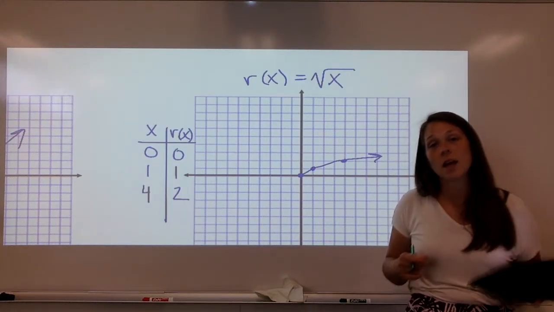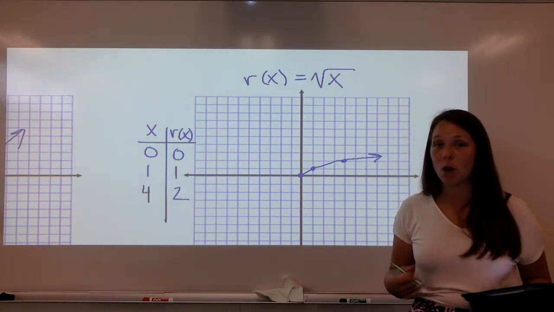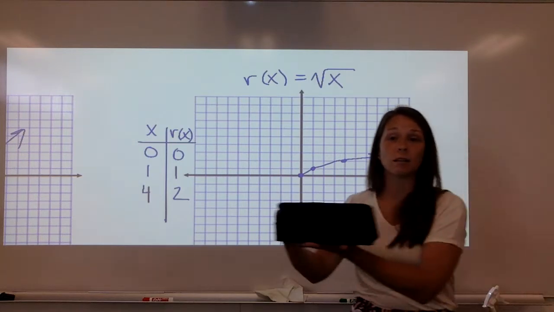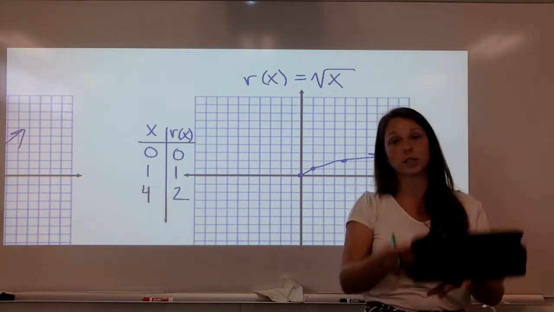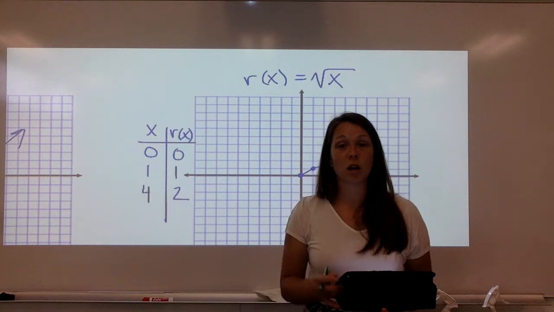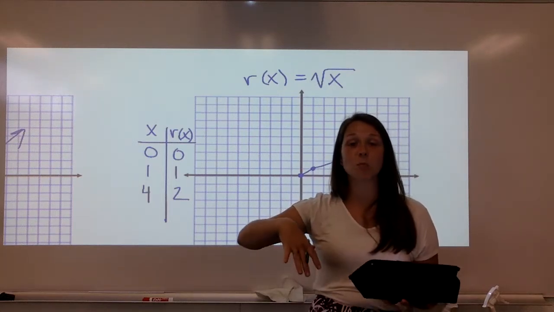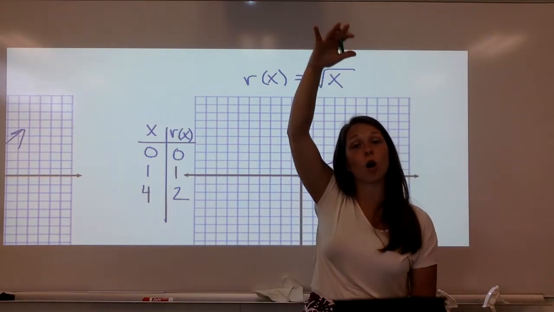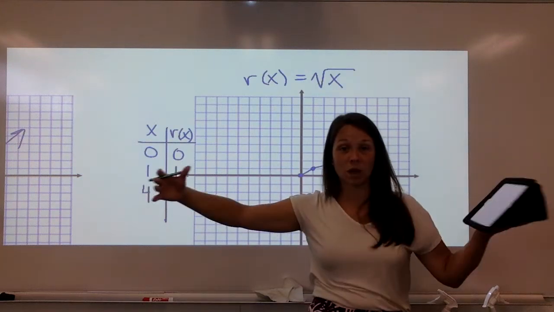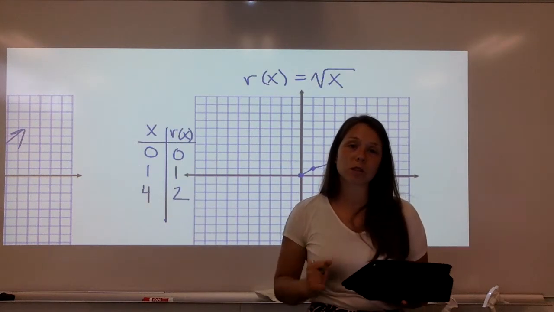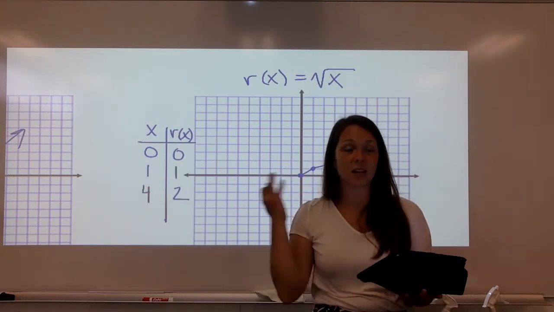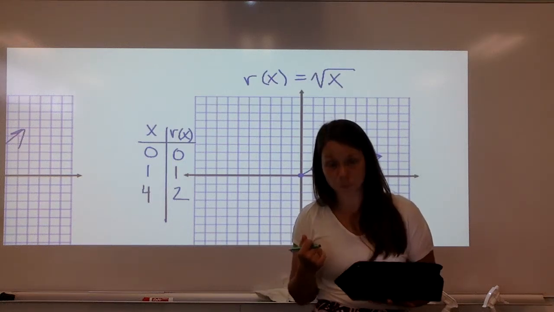Now, these transformations I'm talking about are things like moving the graph left or right or up or down. And sometimes we reflect them. Sometimes we're going to stretch them really tall or squish them down to be then really wide. And so these are the types of transformations you'll be seeing in the upcoming lessons.